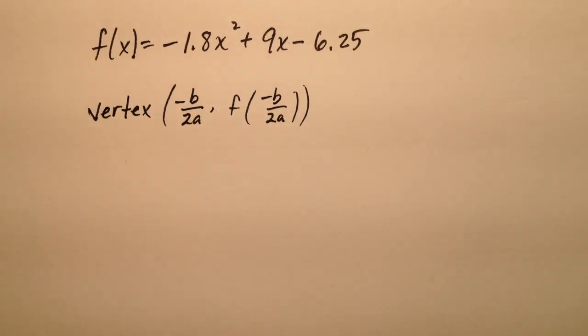Here I have a function f, and I would like to first determine the vertex and whether or not that point is a maximum or a minimum for the function, and then I'm going to go ahead and write the equation for the axis of symmetry.